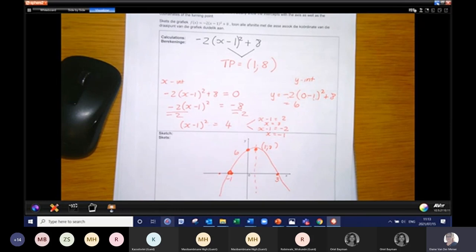So to sketch it, you need to get the y-intercept, the x-intercept, and the turning point with this formula for the x value and then the y. Please try and sketch this on your own and then answer these 7 questions. I'm giving you 10 minutes. It's 12 o'clock, so 10 past 12. We will have a look at this. Read the questions carefully now.